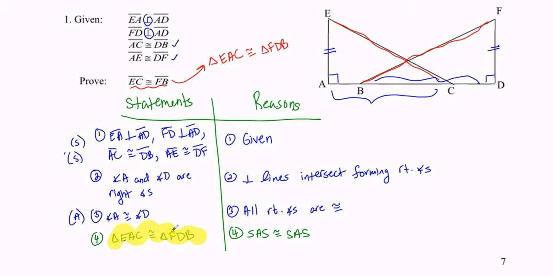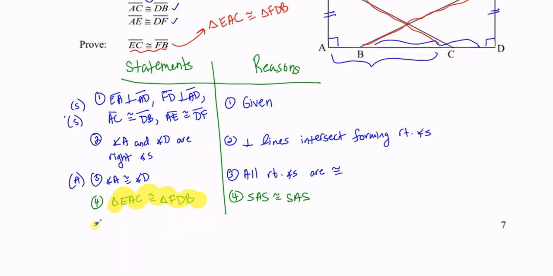Now, once we've proven the triangles are congruent, then we're able to say exactly what we wanted, that EC is congruent to FB. And that's because if the triangles are congruent, all of their corresponding parts must be congruent as well. So corresponding parts of congruent triangles are congruent, or the abbreviation CPCTC.